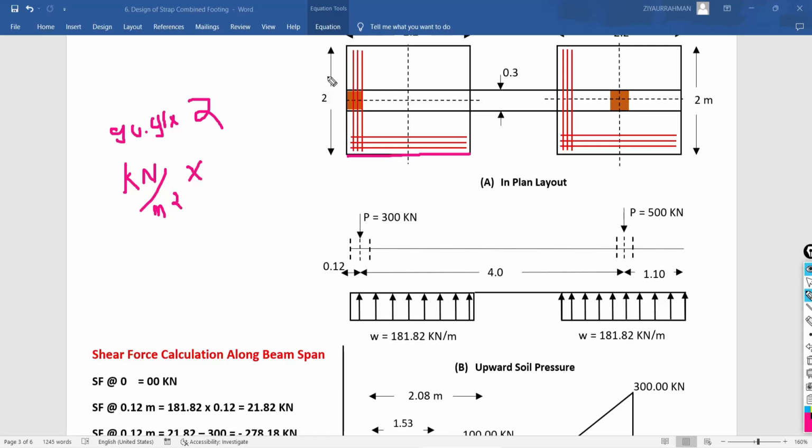We are going to multiply over the width, that is in meter, so this meter is going to be cancelled. You are getting the upward soil pressure as 181.82 kilonewton per running meter span of this footing.